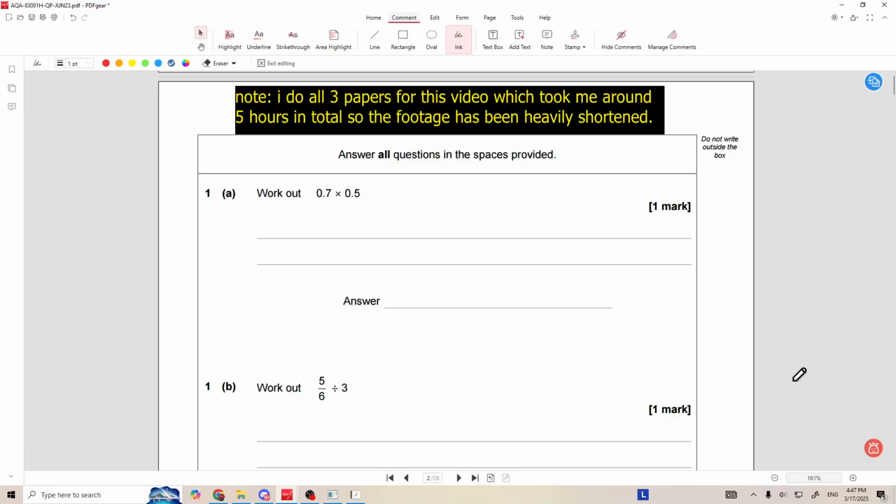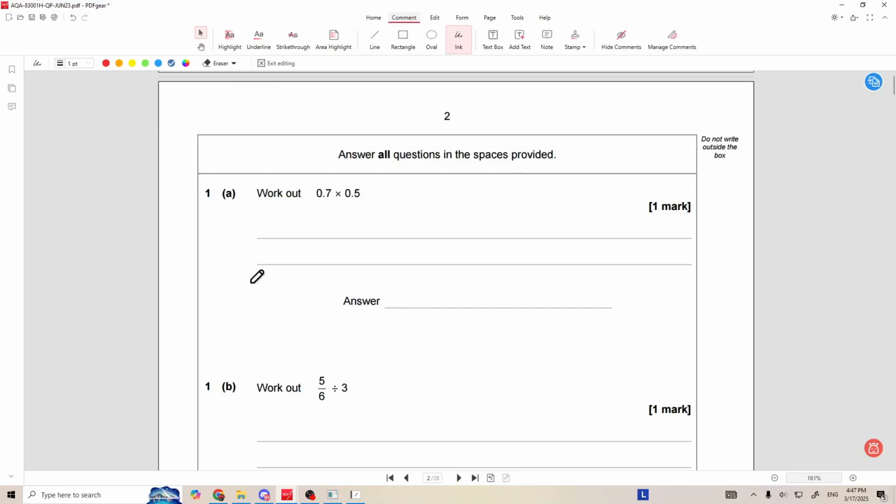So I'm starting at 4:47 p.m. Alright, work out 0.7 times 0.5. Do I even need working for this? It's just one mark. Oh, well, it's 0.35. What working do I have to do for this? This just requires one step. Just half it, it is 0.35.